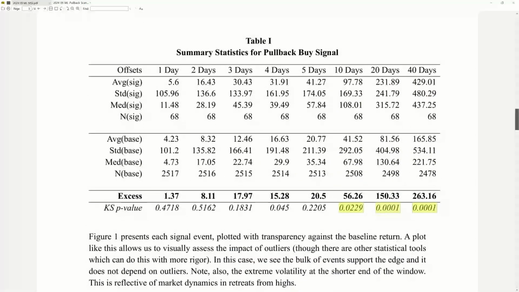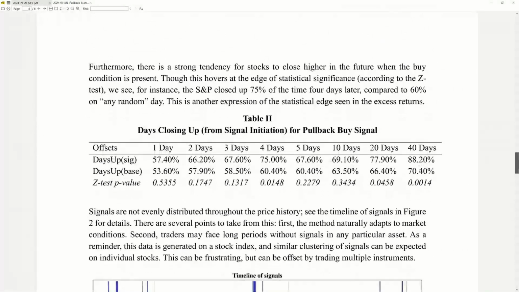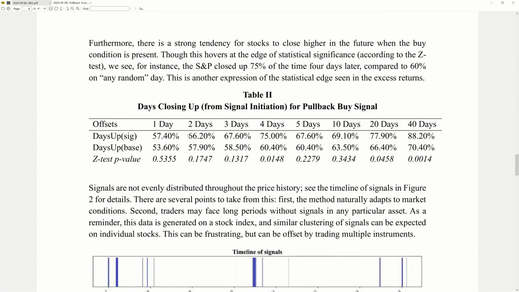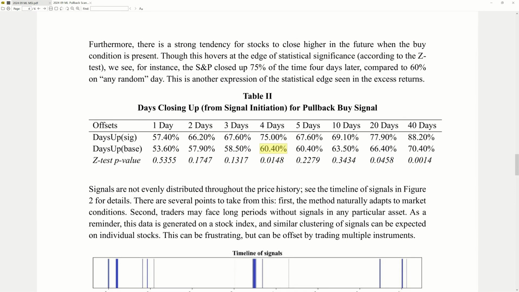We also have here one of the real edges: there's a fairly hefty edge to stocks closing up. 4 days later, you're up 75% of the time versus should only be 60% of the time. Now, that doesn't seem like a home run, and it's not a home run. There are no home runs, but it's a pretty big difference. And when you have the buy condition, you're higher 88% of the time. Don't bet the farm. It's not 100%, but it's a pretty good signal.